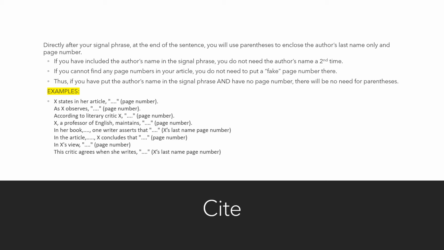And here are a few rules about that. If you have included the author's name in the signal phrase, you do not need the author's name a second time. So you don't need it in the parentheses. If you cannot find any page numbers in your article, which is common when you're researching online articles, you don't need to put a fake page number there. You can just leave it blank. And so, ultimately, if you have put the author's name in the signal phrase and have no page number, there will be no need for parentheses after the sentence.